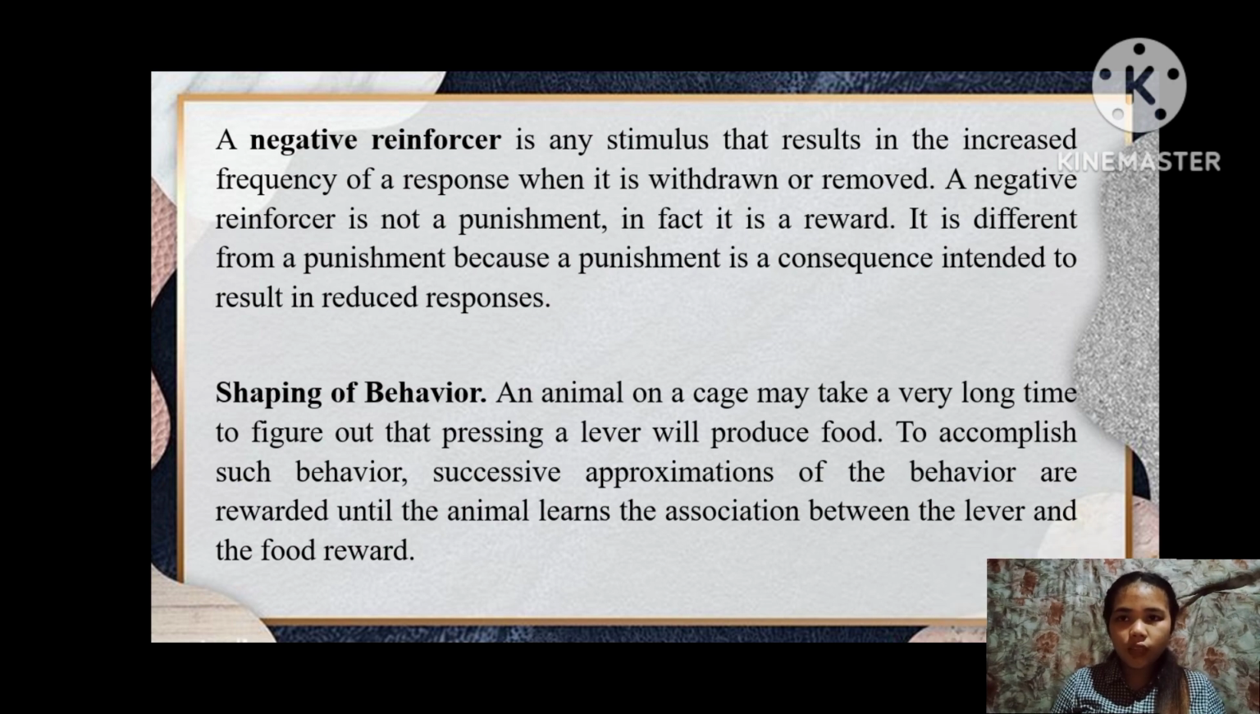Shaping a behavior: an animal in a cage may take a very long time to figure out that pressing a lever will produce food. So this is an analysis of behavior, teaching a new behavior through the use of reinforcement. Because of this, they achieve the behavior that they want to achieve. So they shaped the behavior through reinforcement.